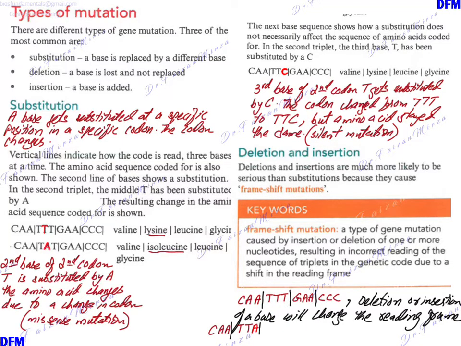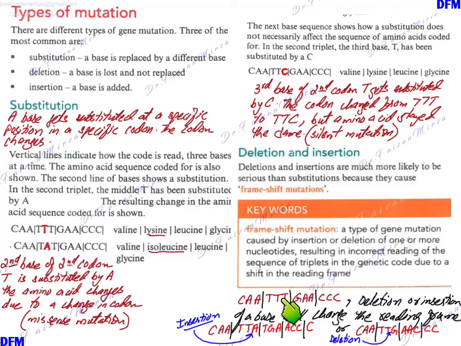For example, after CAA and then TTT, here at the third position we have an insertion of A. So this codon TTT turns into TTA. This additional A, when it comes here, means this codon cannot be TTT anymore. The codon becomes TTA.